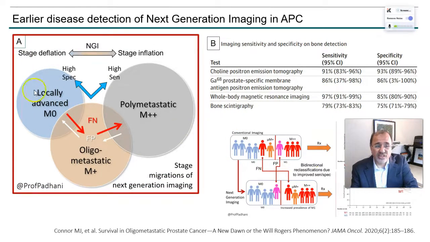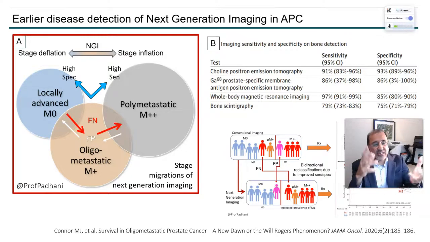So if you thought a patient had locally advanced non-metastatic disease, with a next generation imaging technology, you may well find that the patients have oligometastatic disease. And if you thought they had a few bone mets or a few lymph node mets, in fact, you would find more disease. So in other words, higher sensitivity tends to cause stage inflation. Now, you will find on conventional imaging false positive patients, which you'll say is metastatic. Okay, so higher specificity will cause stage deflation.